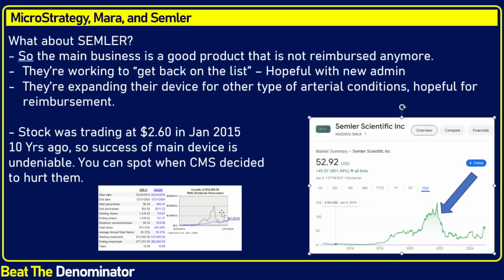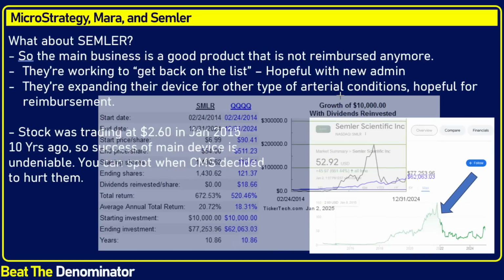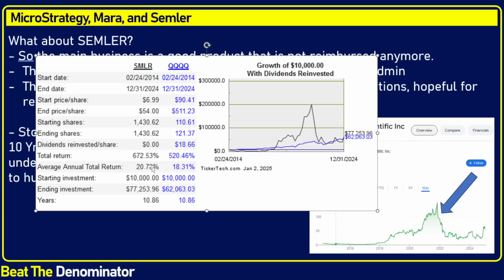And it's incredible, really, that despite them being off the list, which is usually the death of a company in that sector, they still have outperformed the NASDAQ. They're at nearly 21% average annual return since 2014 versus the NASDAQ at 18. And that's not meaningless. If you had put 10K in 2014, it would be 77K on Semler. And if you had put 10K in the Nasdaq in 2014, it would still be 62,000.